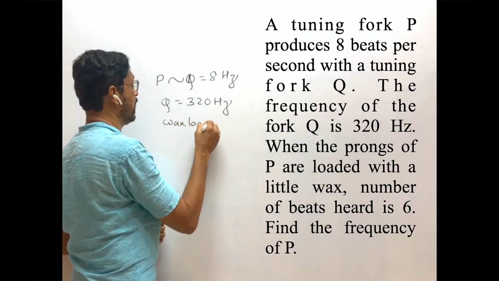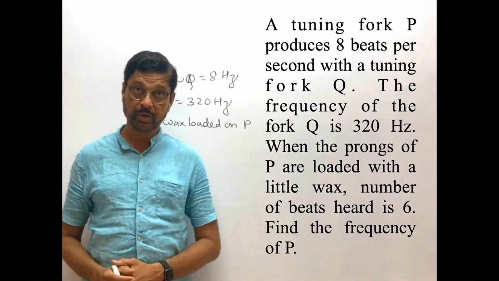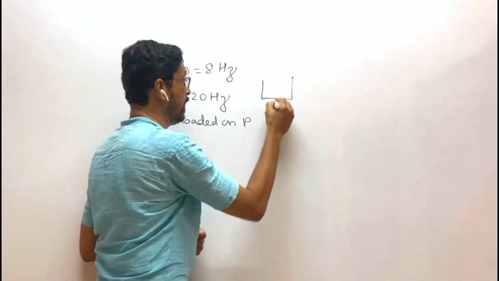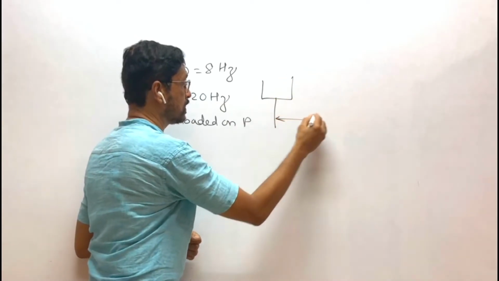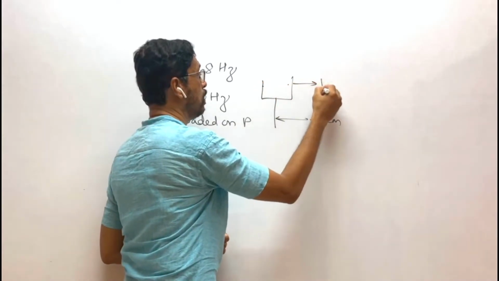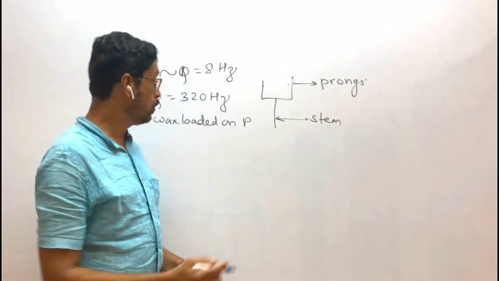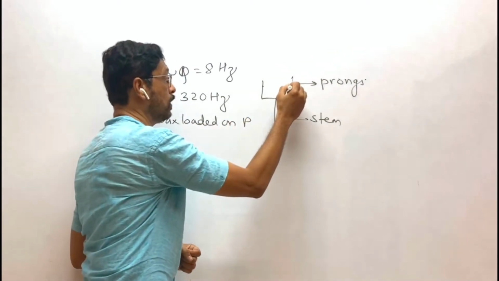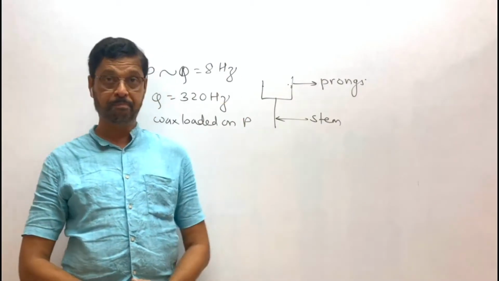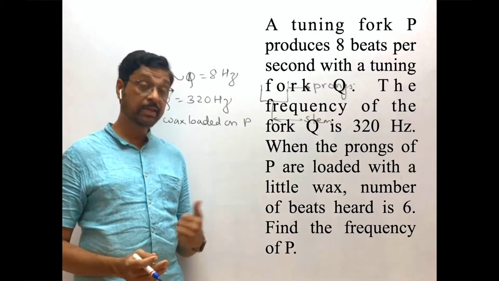wax is loaded on the prongs of P. उस पे prongs समझता है ना? Prongs मतलब ये जो आपका tuning fork है, this is the stem of the tuning fork, and these two are prongs of the tuning fork. So some wax is put on the prongs of which fork? Fork P. Okay. The number of beats heard is 6.